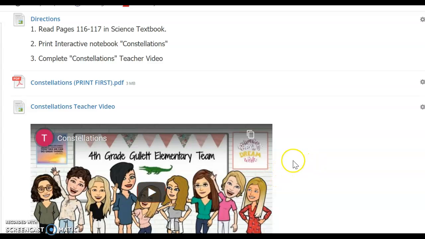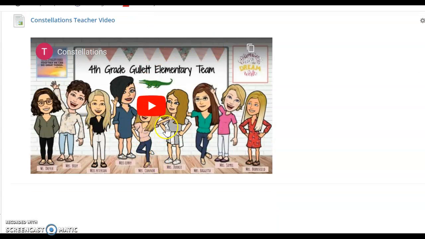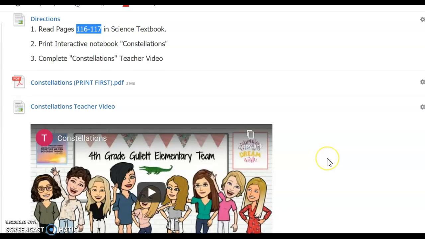When we look at Thursday, there is another interactive notebook page. I know it's a lot this week. This one is on constellations. Again, if you have to try to recreate these in your notebook, you can. If you're able to print them, then this is the page that you will print. After you print, you're going to read pages 116 and 117 in your science textbook, and then follow along as Miss Curry explains constellations.